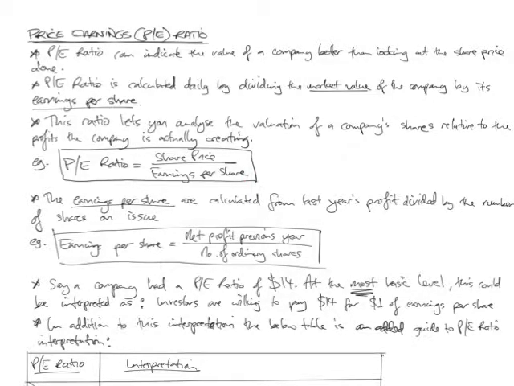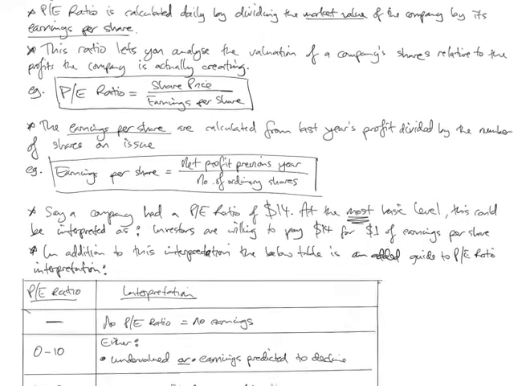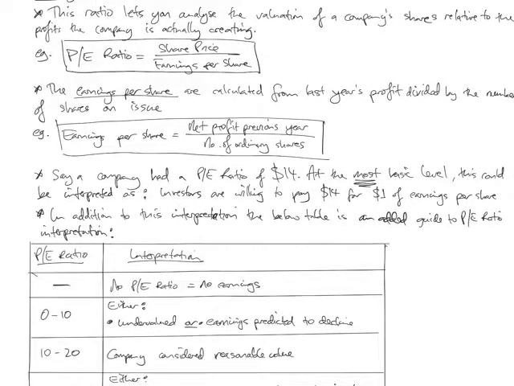The earnings per share are calculated from last year's profits divided by the number of shares the company has on issue. So essentially, the earnings per share is calculated by the net profits from last year divided by the number of ordinary shares. Don't worry about the term ordinary shares for now. That will be gone into in detail when it's relevant.